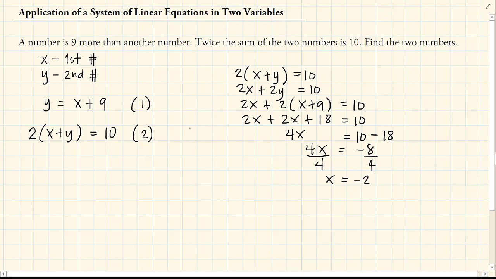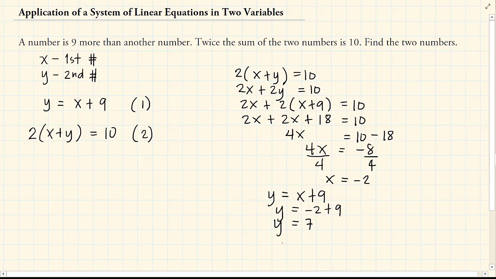Solving for y, we can use equation 1 to solve for y. So y is equal to x plus 9. Y is equal to negative 2 plus 9. Y is equal to 7. So our first number is negative 2, and the second number is 7.